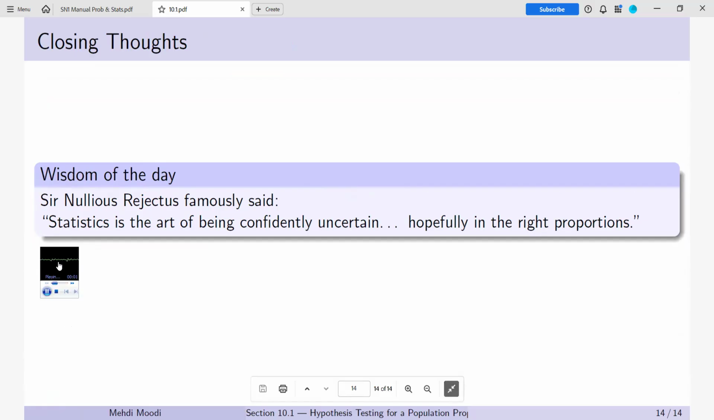Life is full of uncertainty. Statistics just admits it out loud. In real life, we never know exactly what's coming next, and in hypothesis testing we never know the truth for sure either. We just make the best decision we can with the evidence we have. It's basically adulthood, but with formulas.